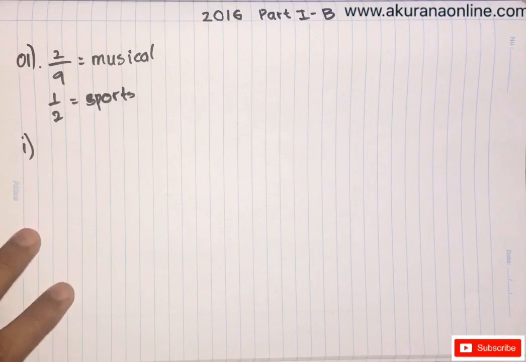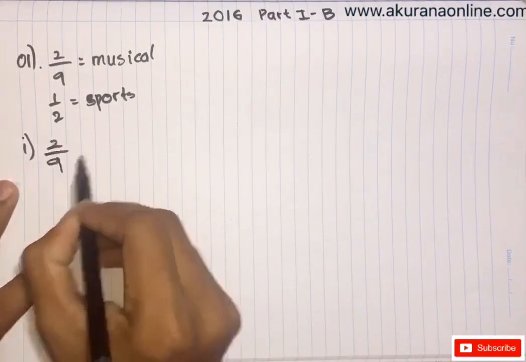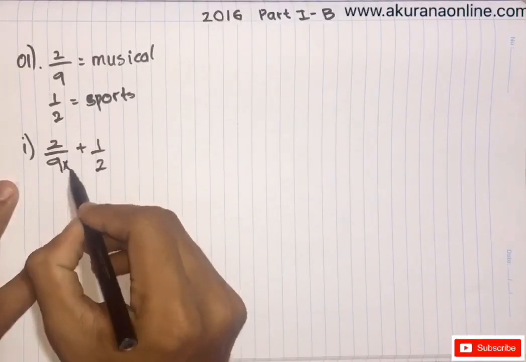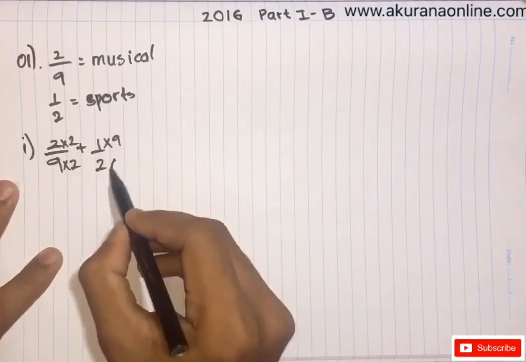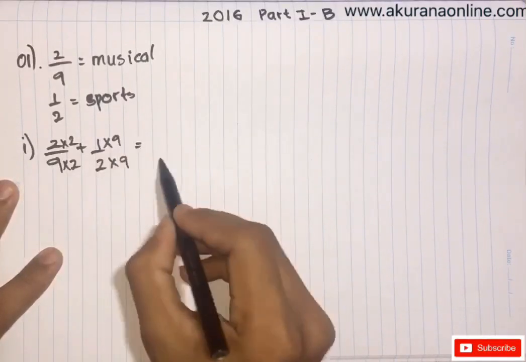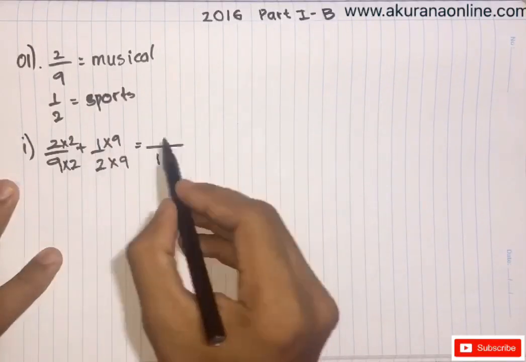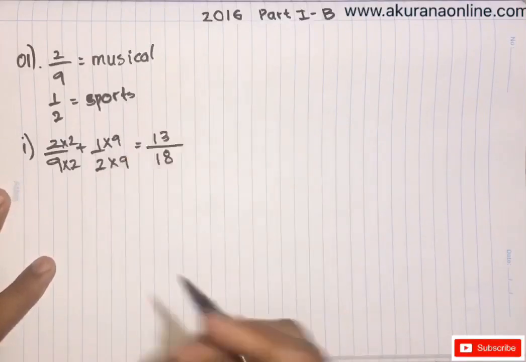Now in order to find both, you have to find the total. You have to add both. 2/9 plus half. So when you add fractions, you have to make the denominator the same. Therefore I'll multiply by 9, and then you have 18 as the common denominator, LCM. 9 plus 4, it is 13. Now this is the total fraction for both music and sports.